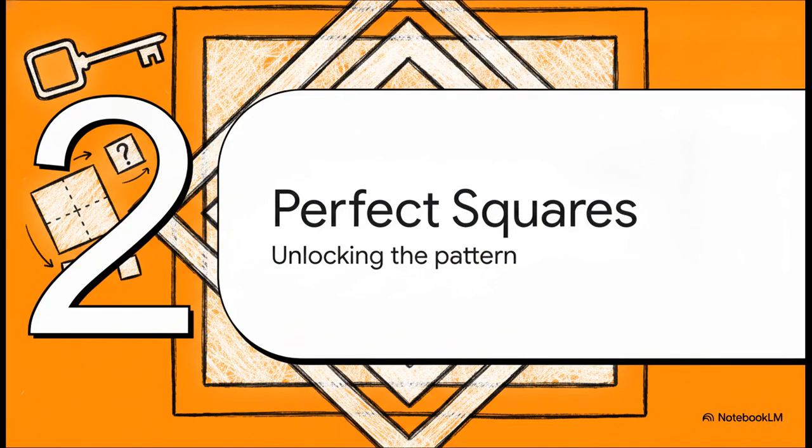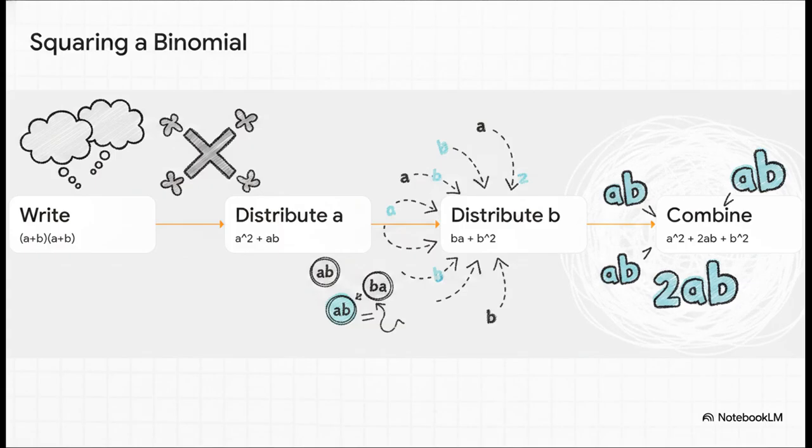Which brings us to part 2, unlocking perfect squares. So when we say (a plus b) squared, what we actually mean is the quantity a plus b multiplied by itself. By using standard distribution, good old FOIL, we multiply the first terms to get a squared. Then, the outside terms give us ab, the inside terms give us ba, which, let's be real, is the exact same as ab. And finally, the last terms give us b squared. When we combine those two identical middle terms, they stack together to create that absolutely essential middle piece, plus 2ab.